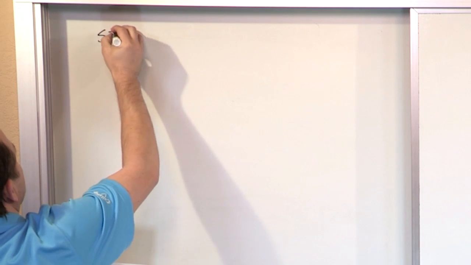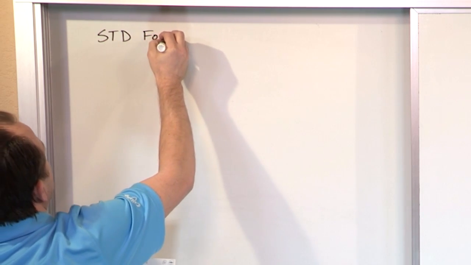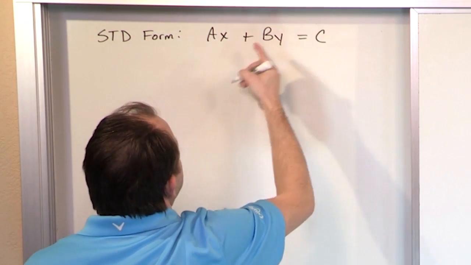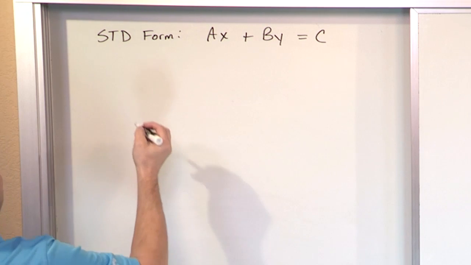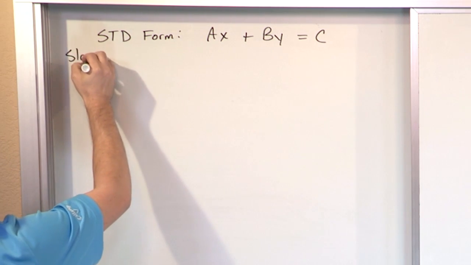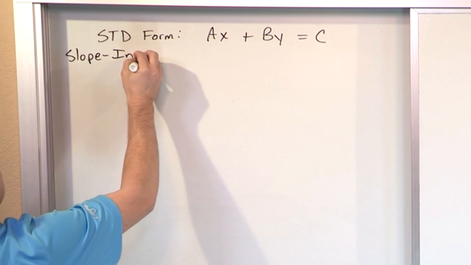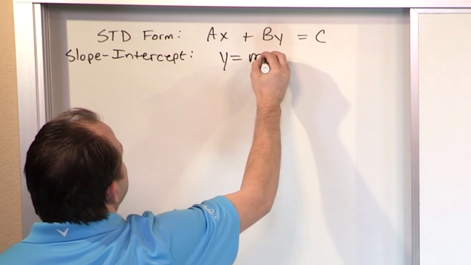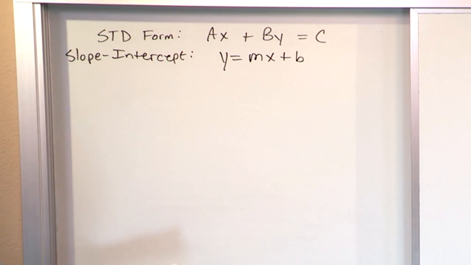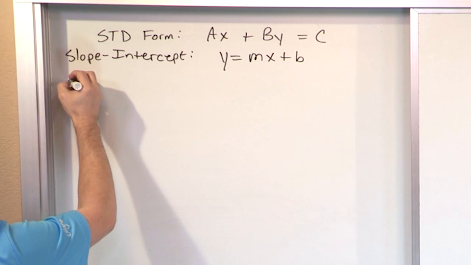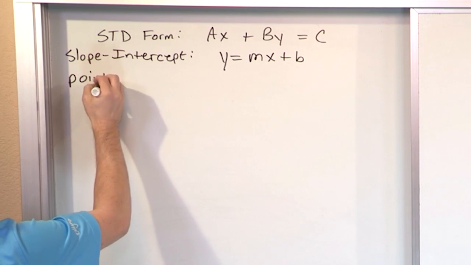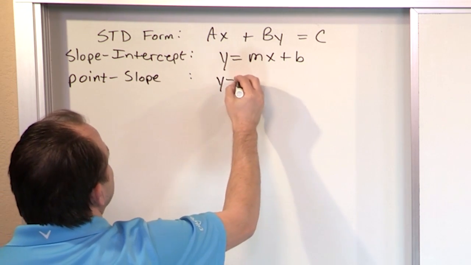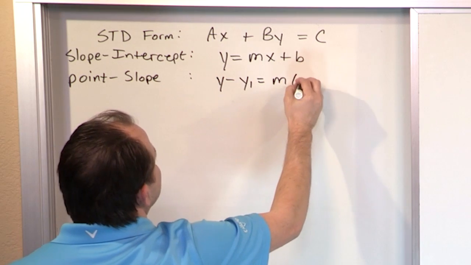So we have the standard form, which was ax plus by is equal to c, and a, b, and c are numbers, right? And then we had slope-intercept. We talked about this a lot. That's y is equal to mx plus b, right? And then we just did the last one. We had the point-slope form of the equation of the line, which was what? It was y minus y1 equals m times x minus x1.